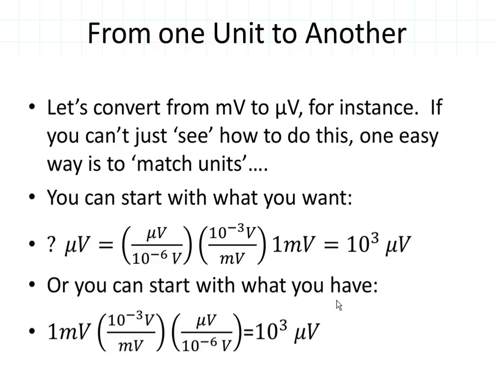Another way to do this is you can start with what you have. We have 1 millivolt and we want to know how many microvolts. So we take 1 millivolt. We know that 1 millivolt is 10 to the minus third volt. So here's how we can convert millivolts to volts. Nope, that's not what we wanted. We wanted to get to microvolts. Now let's convert volts to microvolts. 1 microvolt is 10 to the minus 6 volts. Our volts would cancel out, our millivolts would cancel out, leaving us with 10 to the third microvolts.